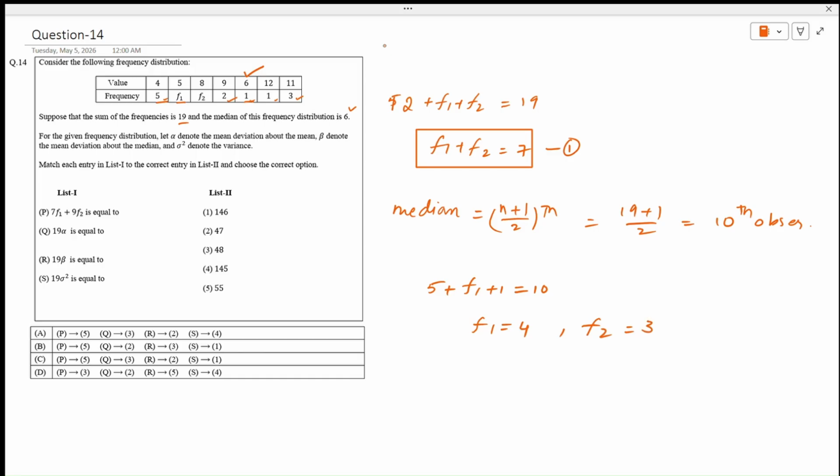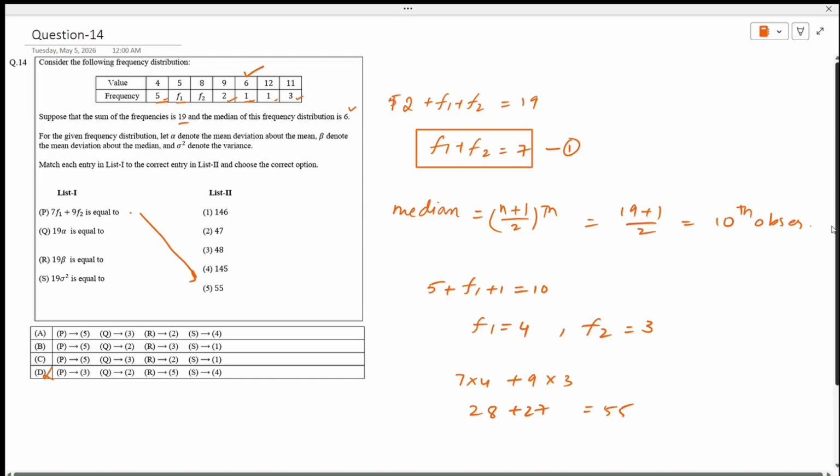So now we have F1 and F2. So we can check the first option: 7 F1 plus 9 F2, 7 into 4 plus 9 into 3, 28 plus 27, that is equal to 55. So P goes to 5. So option D is wrong here.